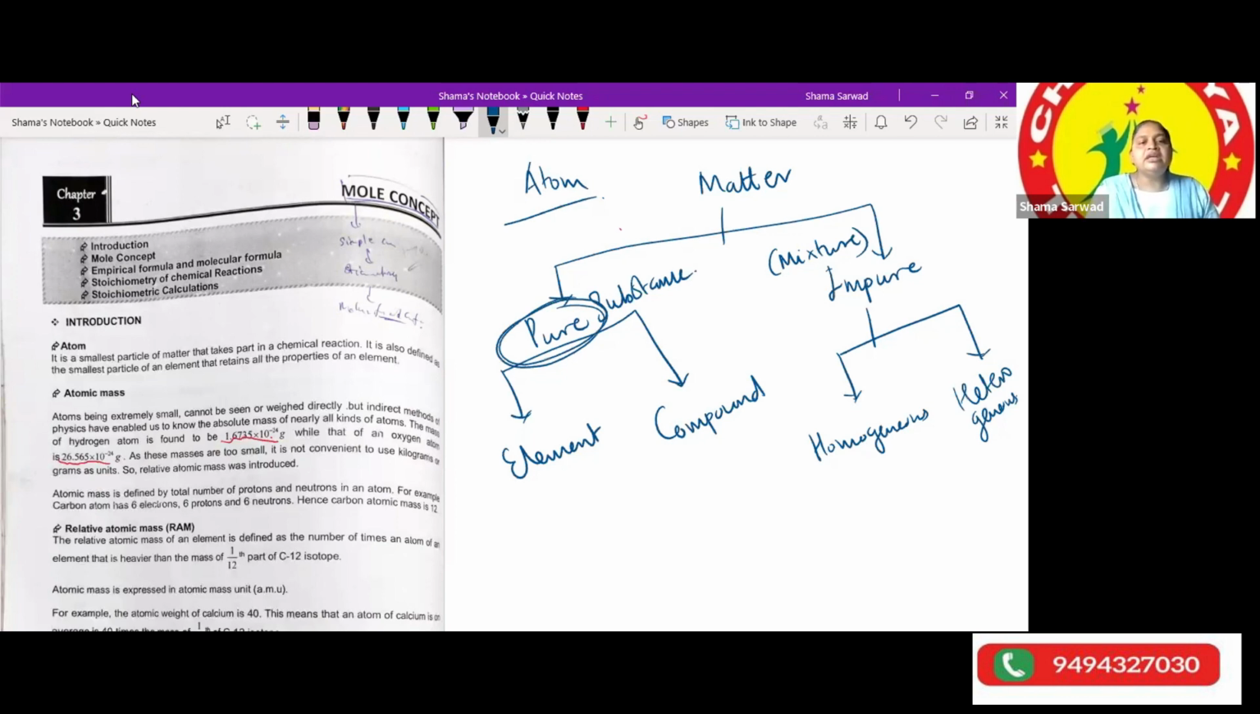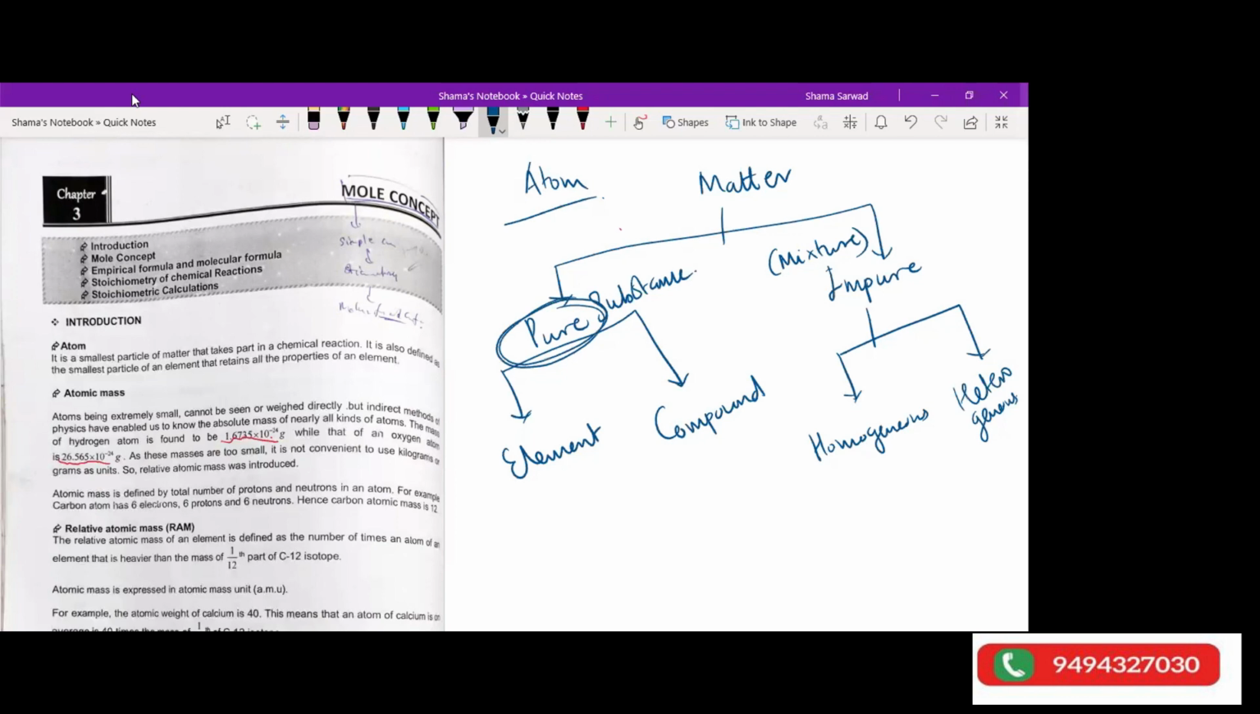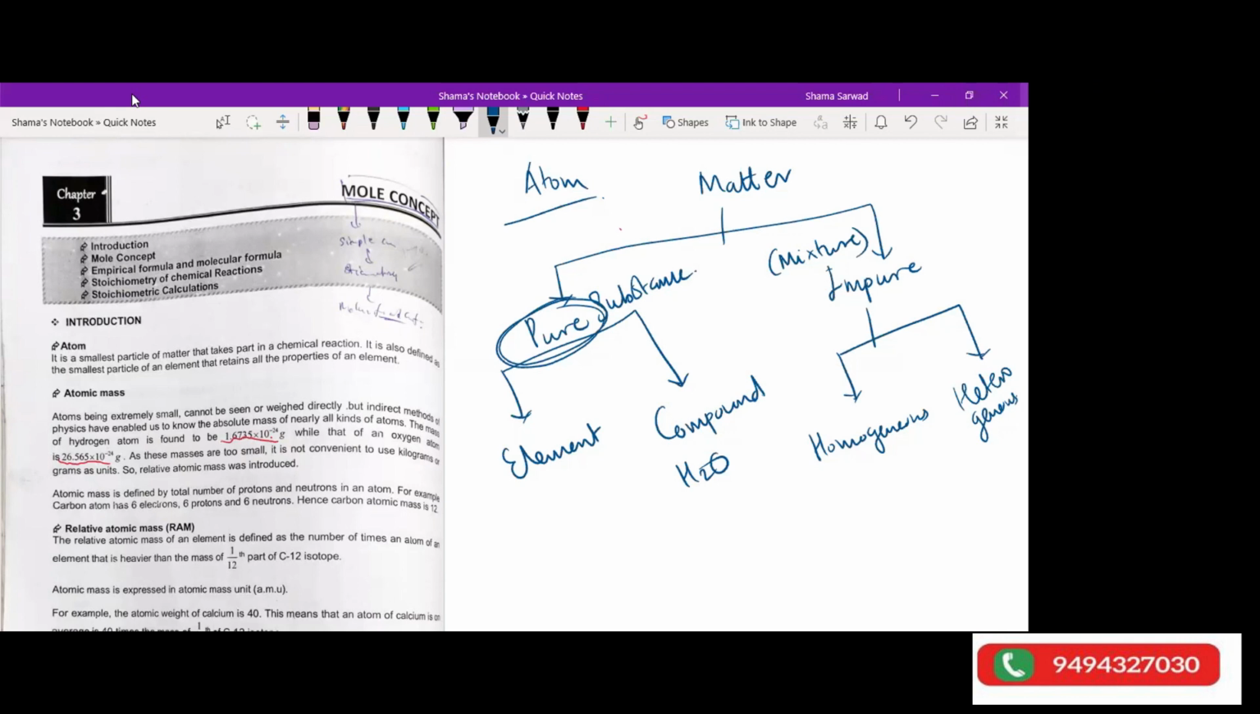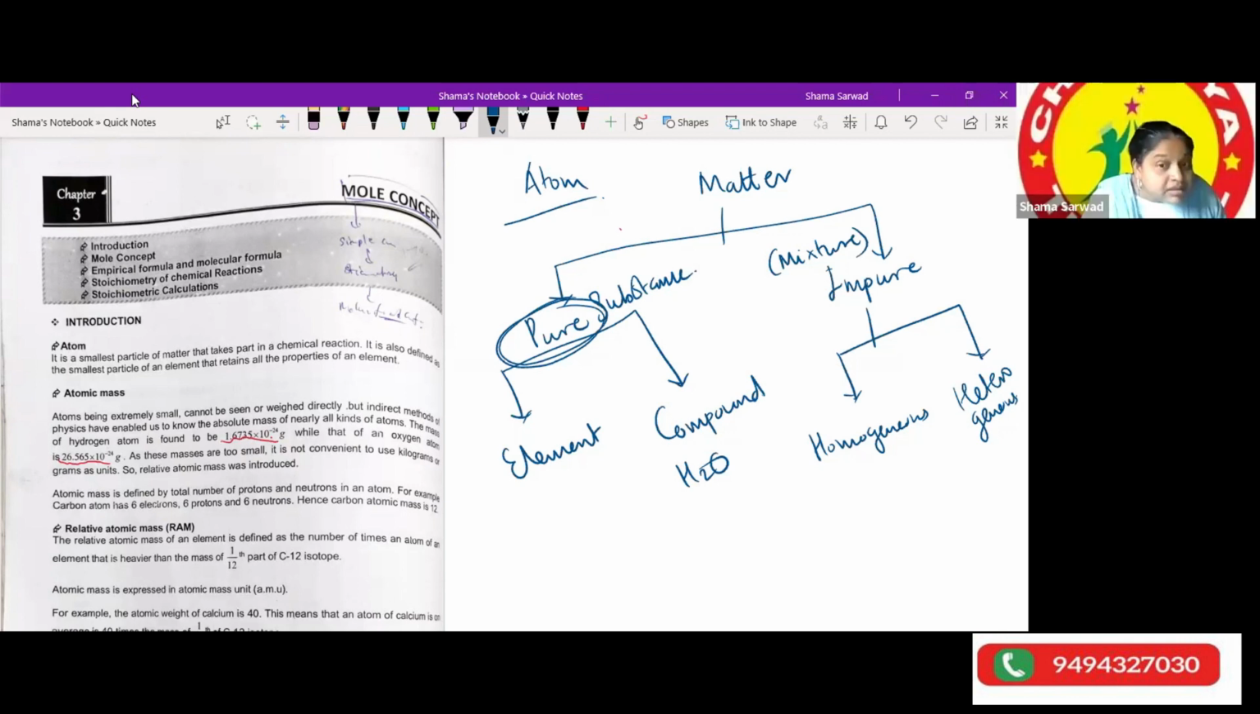Water, H2O. Water, okay, H2O. It will come under compound. Okay. Any element? Any element can you tell? Platinum. Okay. Fine. Carbon also will come under it. Oxygen also will come under it, right? Because it is an element, right?